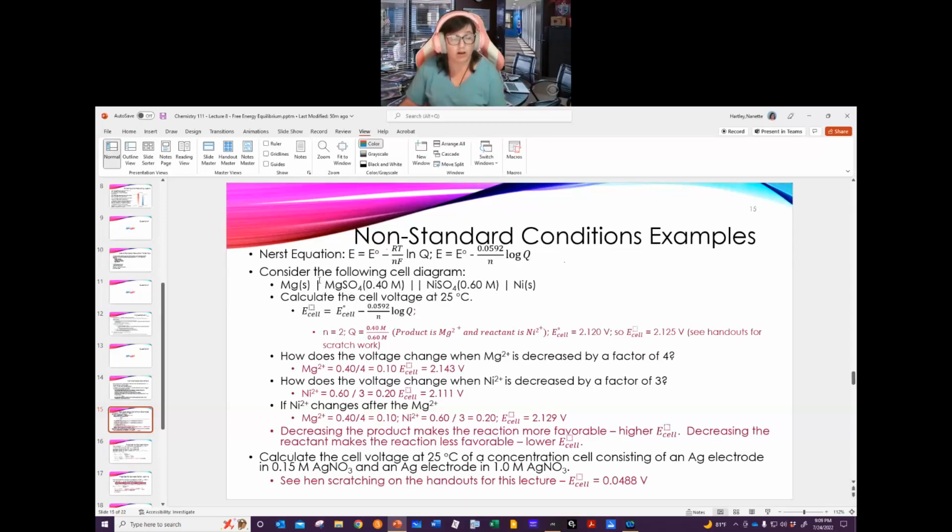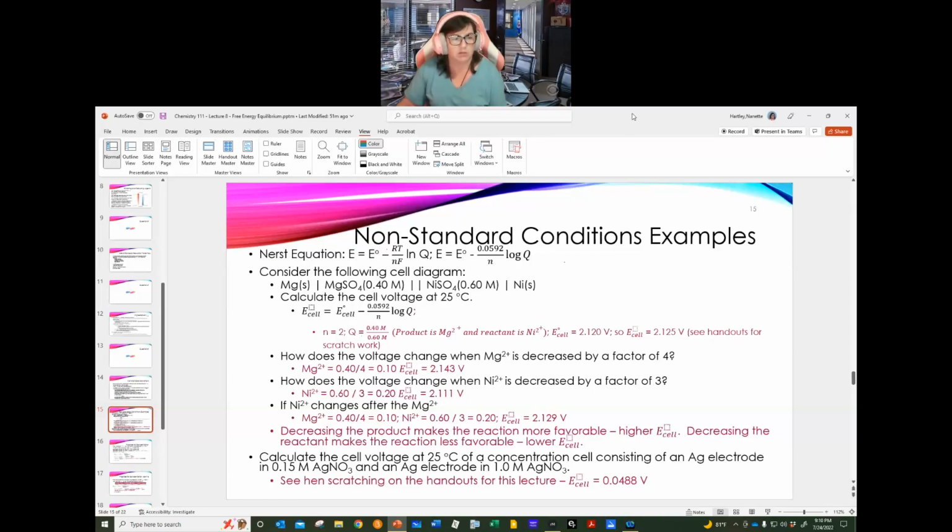Q is going to be products over reactants. So MgSO4 is a product in this. So we go from solid to aqueous component, and from aqueous component to solid component. So our product is the Mg2+, which is 0.4 molar. And our reactant is the Ni2+, which is 0.6 molar. Okay, so product 0.4 over reactant 0.6. And again, they're both 1. So that's our Q. Now, our E naught cell for this is 2.120 volts, and that's calculated from the standard reduction potentials. So our E cell equals 2.125 volts, and it says see handouts for scratch work.